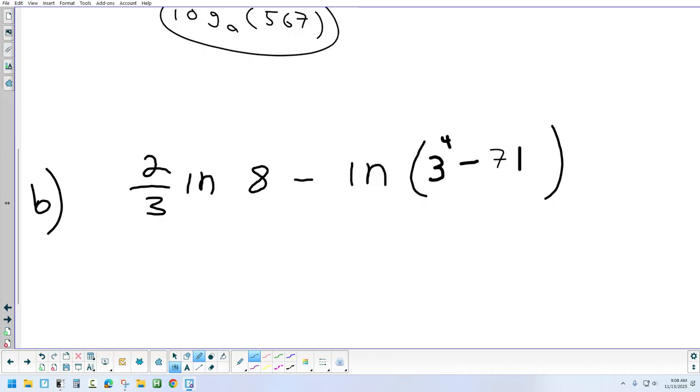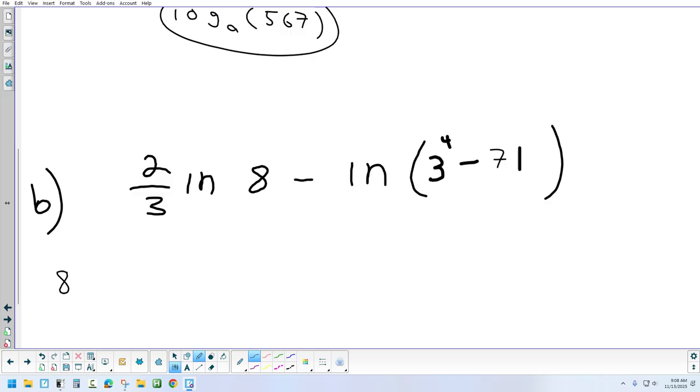So we have 2/3 ln 8 minus the ln of 3 to the 4th minus 71. They've left us a little arithmetic inside an argument for whatever reason. But let's start left to right, and we'll start doing things that we can do in that order. Anything that we could do first as we go left to right? Yep. Raise 8 to the 2/3.